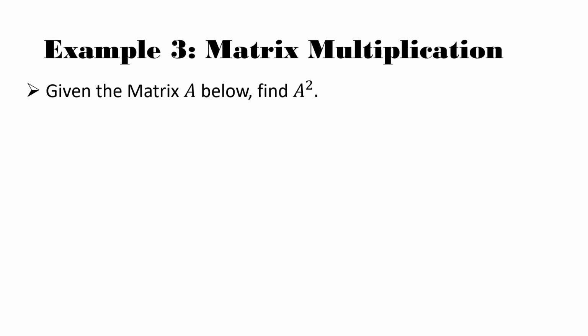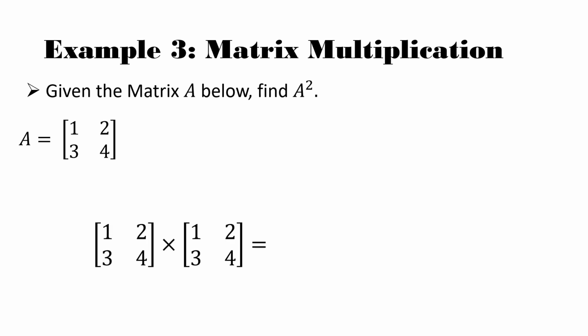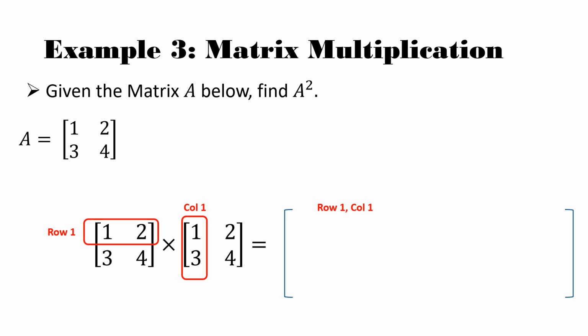So example 3, we're given the matrix A below and we're asked to find A squared. So we're asking to multiply A by itself. So we set this up exactly as we've set up our other ones. The only difference is both matrices are the same. So we have 1, 2, 3, 4 by 1, 2, 3, 4. So again, we're working always with row 1 first, then column 1. That gives us our answer for row 1, column 1 in our answer matrix.